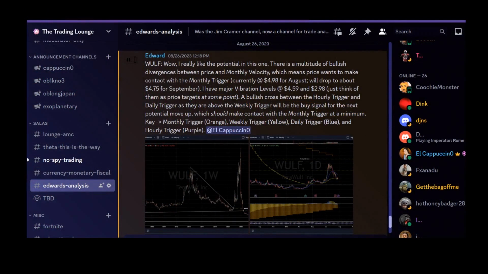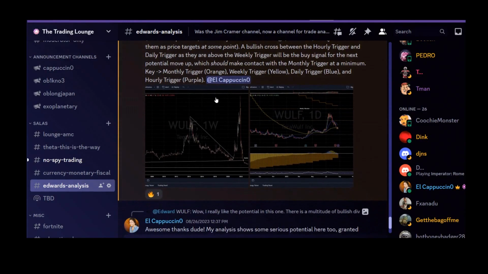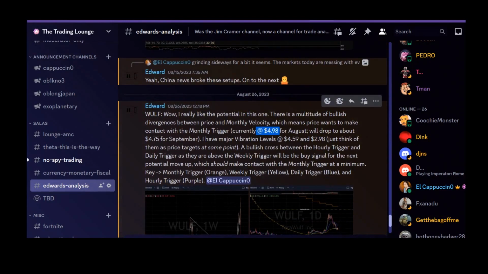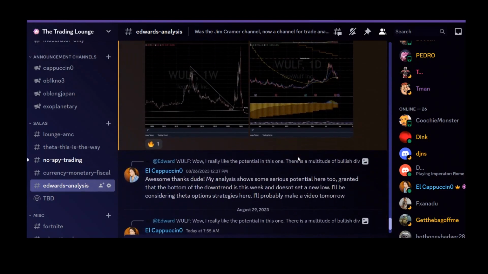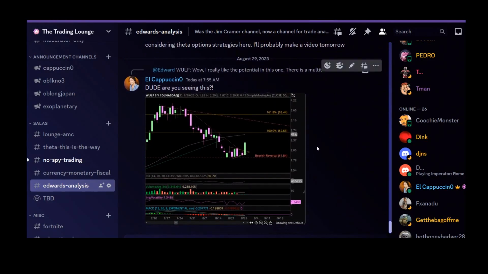So here's Edward's analysis on Wulf. He says, I really like the potential in this one. There's a multitude of bullish divergences between velocities at the monthly and daily time frames. Price wants to make contact with the monthly trigger at 498. So this was a pretty bullish thing, all right? And then he shares his chart here from, I think it's called Anemone. Is that correct? Can't quite ever get that name right. Nonetheless, we were happy here. We're thinking bullish. And then, of course, today we got this big push up.